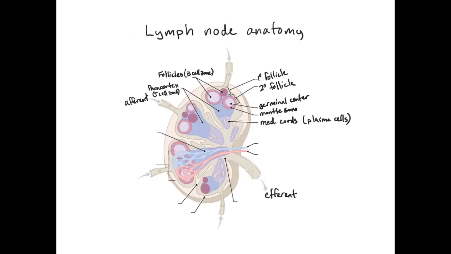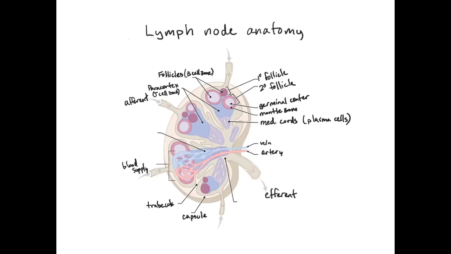There's a few other structures that you should just kind of have a passing familiarity with. One of those is that the lymph node has a capsule. The capsule also gives rise to these structures called trabeculae. The lymph node is also fully supplied by the blood via veins and arteries.